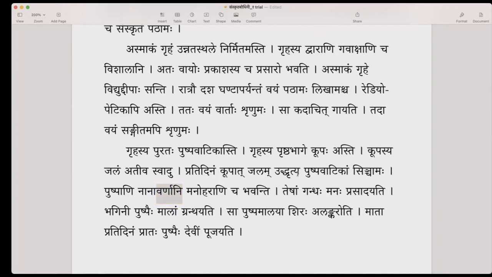Sister, using the flower. Go to the first sentence. We have not finished this sentence. Oh, sorry. Tesham gandhaha manaha prasadayati. Their smell pleases the heart. It pleases the mind. So tell me each one. This is a very tricky three words.